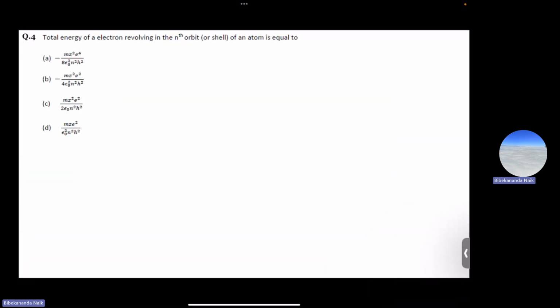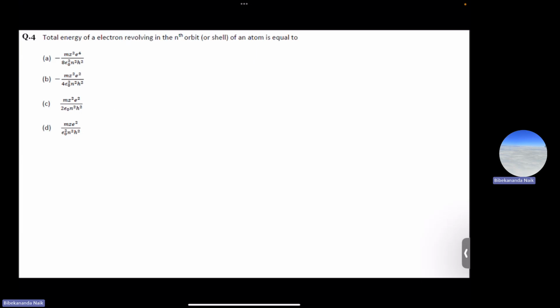So this question is based on the structure of atom. The total energy of an electron revolving in the nth orbit of an atom is equal to. So, let us consider the Bohr's model for one electron atom.